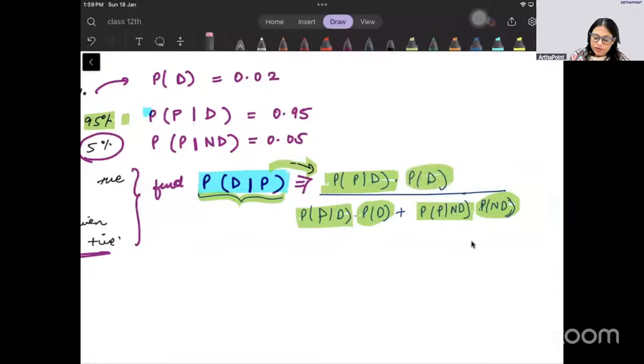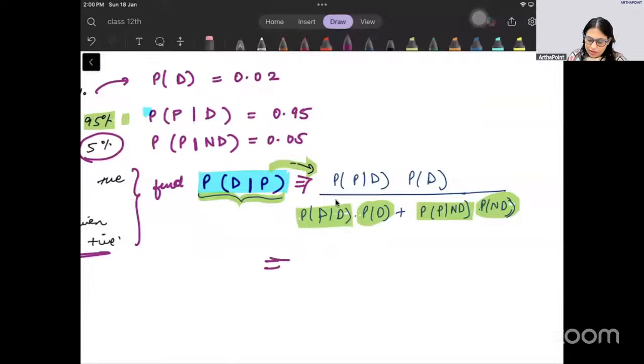So just solve this and tell me the answer to this one. Just solve this. (0.279). Okay. If all of you are getting that, then that's the answer.